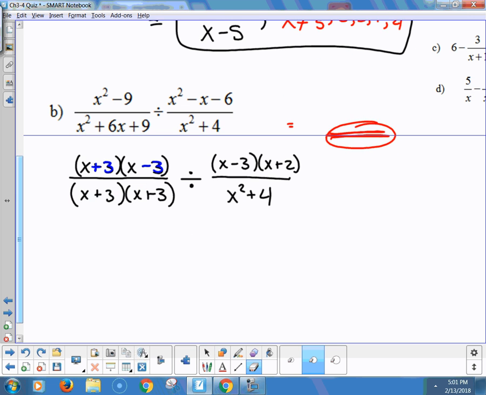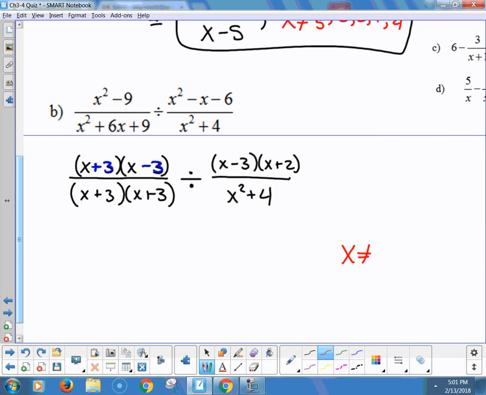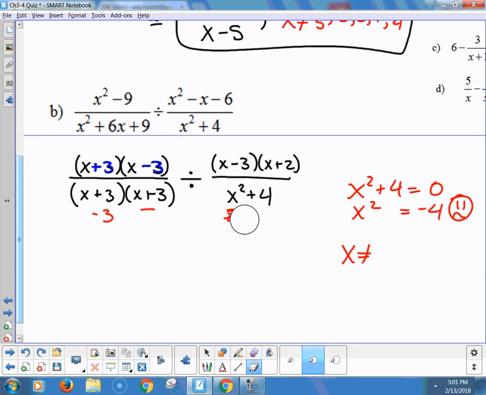Now, I think I'm ready to write some excluded values, because we cannot divide by 0. So, x cannot be -3, but we already addressed that. And you could think about how that's going to be 0. Could x squared plus 4 ever equal 0? And it can't, because that would mean x squared would have to equal -4, and that doesn't have a solution. So we don't have to worry about this denominator being 0. But definitely -3 is out, so x cannot be -3.